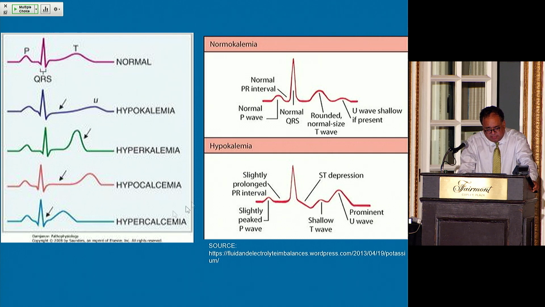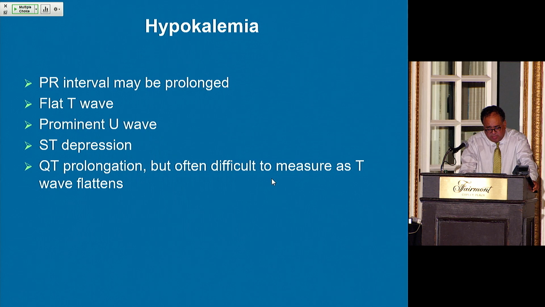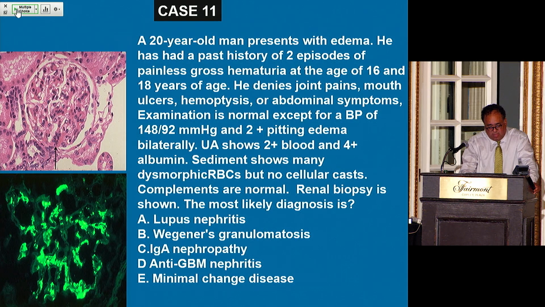Hypocalcemia and hypercalcemia, this is not relevant to this case at all. Hypokalemia, PR interval may be prolonged, flat T wave, prominent U wave, maybe a touch of ST depression. Usually, at least the real experts think that you might see QT prolongation, but actually it's very difficult to measure that. We're almost done.